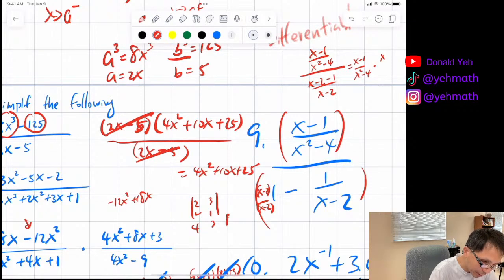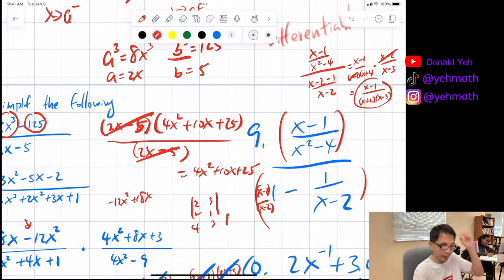And keep, change, flip, this is going to be x minus 2 over x minus 3, I believe. It's minus 3, right? Okay. And then this can be factored, so I'm going to change this to x plus 2 and x minus 2. And the x minus 2 cancels out with this. And you're left with x minus 1 over x plus 2, over x minus 3. And that's probably as much as I can simplify.